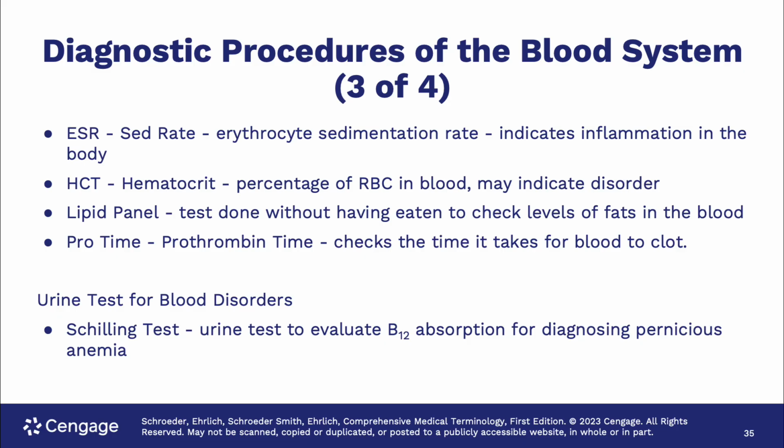Then lipid panels, and this is what you get your cholesterol checked with, and that's to figure out whether you have things like high cholesterol. And ProTime, or prothrombin time, checks the time it takes for the blood to clot. Okay. Then there's some urine tests that they can also do instead of drawing blood. The Schilling test allows you to test for whether B12 absorption works in diagnosing pernicious anemia.